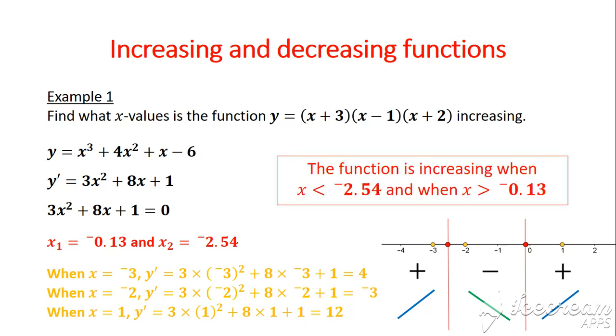So to answer the question, look at what the question actually said. For what x values is the function increasing? We can see it's increasing when x is less than negative 2.54, on the left-hand side of that turning point. And we can also see that it's increasing when x is greater than negative 0.13, anything on the right-hand side of that turning point.